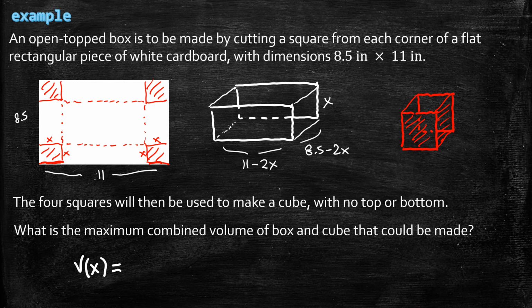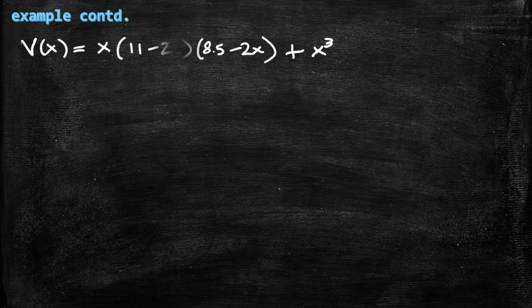So the volume of that open top box would be 11 minus 2x times 8.5 minus 2x. And I'm just going to multiply by x, the height in the front here. So that's just length times width times height. Now, the dimensions of this box, because they're made from the squares, is x, x, and x. So the volume of that box would be x cubed. And now we have a function for the total combined volume. So let's call that volume formula up there.